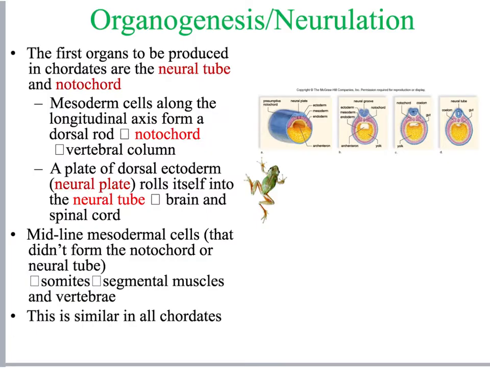So the first organs to be produced, and by this we're now talking about organogenesis, or the formation of new organs. We're also talking about neurulation because the first organs to really form are those of our nervous system. The first organs to be produced in chordates, that is, organisms that have a spinal cord, are the neural tube and the notochord. Gastrulation lays down the basic structural framework of the embryo. It also sets the stage for rearrangements that occur during this process of organogenesis.